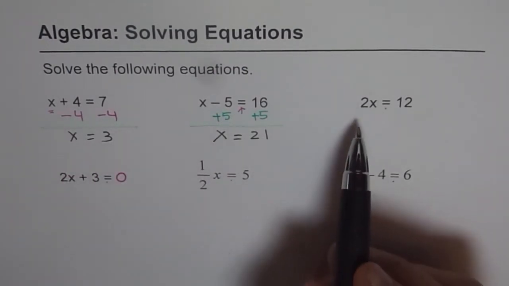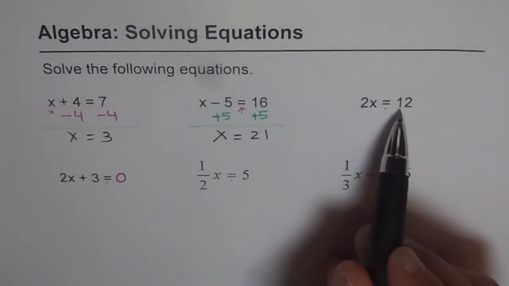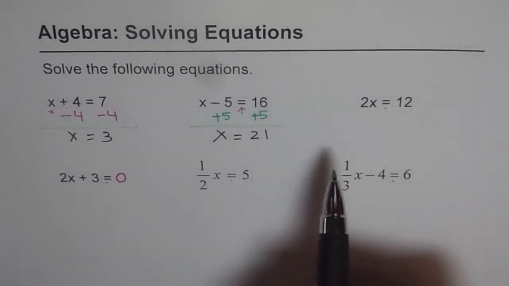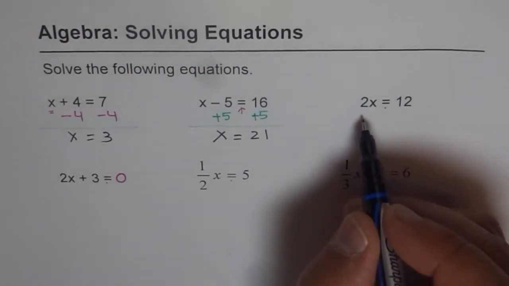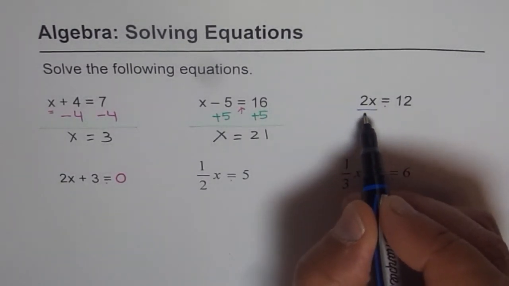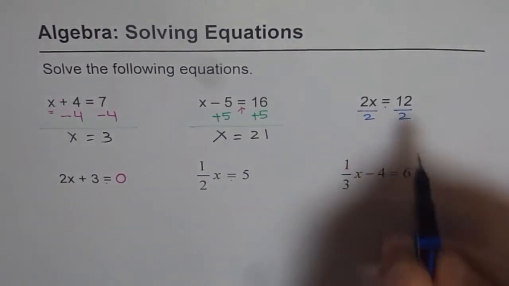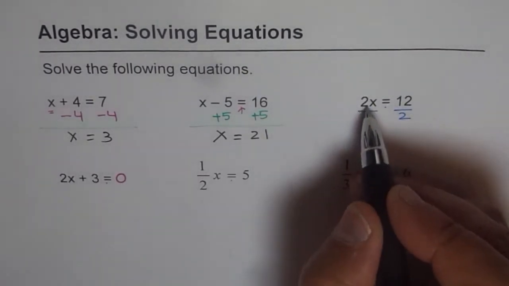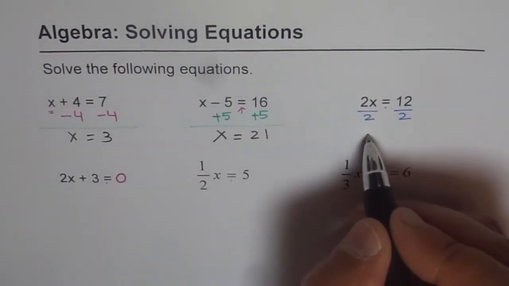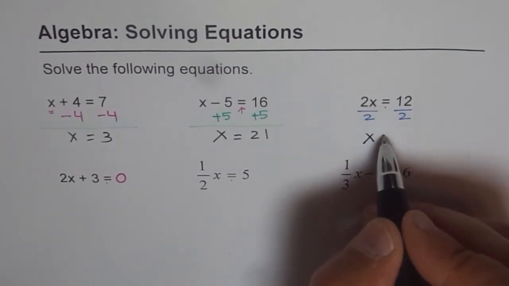Now here we have 2 times x equals 12. It is 2 times. What should I do here to get the answer? Well, since it is 2 times, we should divide by 2. So let's divide by 2 both sides. When you divide by 2 both sides, what do you get? 2 divided by 2 is 1. You're left with x, the number itself, x, the variable.